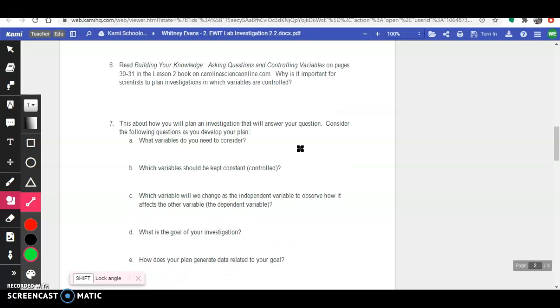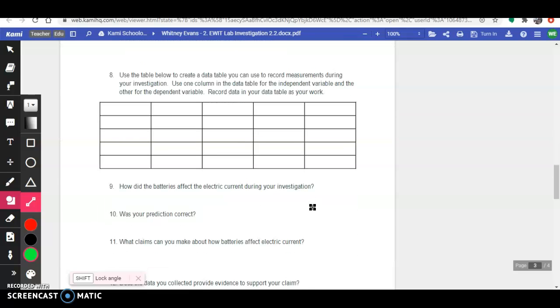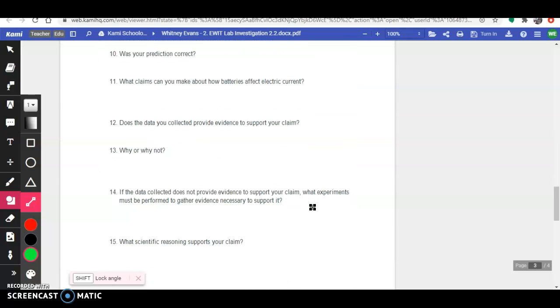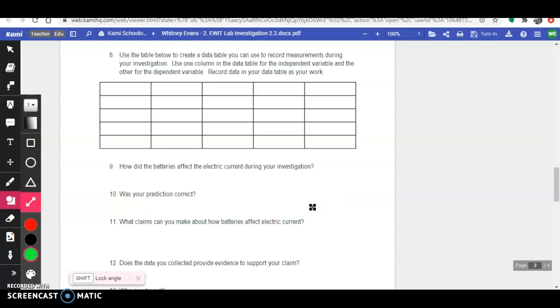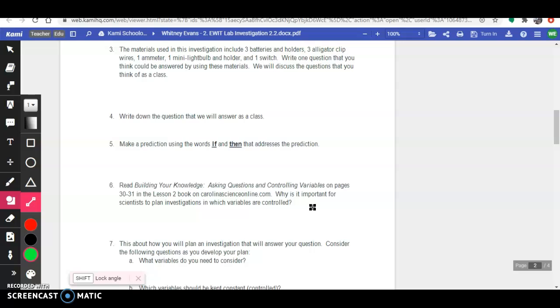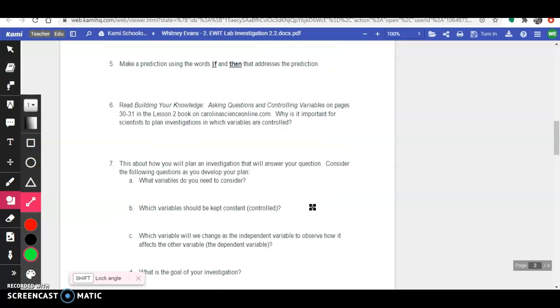Let's see if I can find this. It is about how you will plan an investigation. These questions are going to help you plan an investigation that will help answer your question. Consider the following questions as you develop your plan. What variables do you need to consider? I addressed this in the video for the lab too, but I was just trying to see if I could find the information about the control and help you with that. Maybe it was above the reading. Yeah, I can't find the question about which variables you want to control.